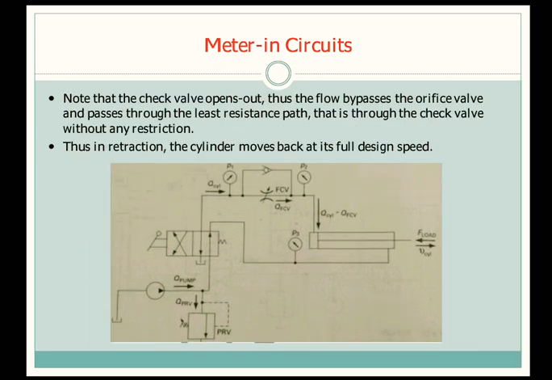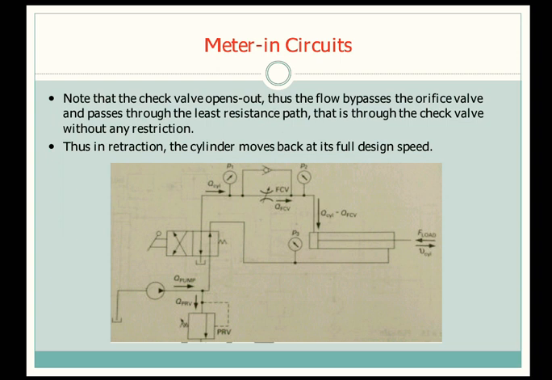So you can note that the check valve opens out, thus the flow bypasses the orifice valve and passes through the least resistance path, that is through the check valve without any restriction. So now the oil is passing through the check valve, it is not passing through the flow control valve.